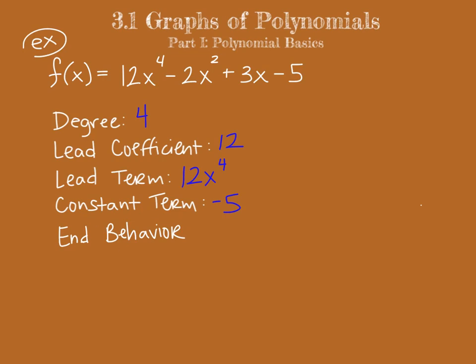And then our end behavior. Our right end behavior is as x approaches infinity, what does f of x do? And our left end behavior is as x approaches negative infinity, what does f of x do? Our right end behavior is going to be determined by our leading coefficient. It's positive, so that means our right end behavior is to positive infinity. Our left end behavior is going to be determined by our degree, and our degree is 4, which is even, so that means our left end behavior is the same as the right.